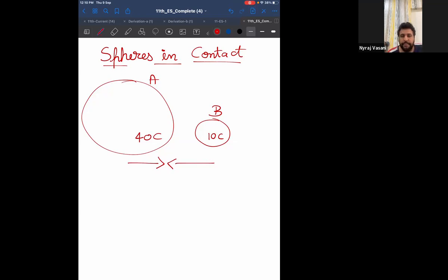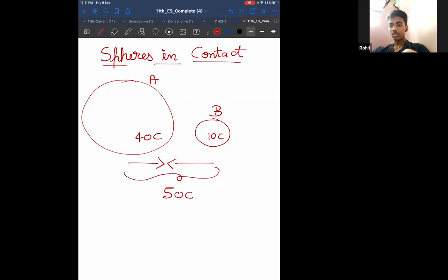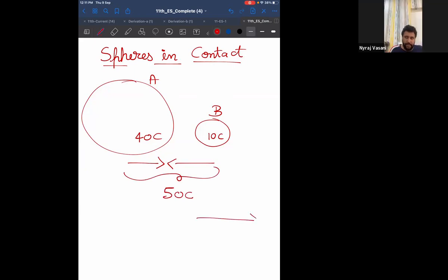25. So can I say when they are brought together, the total charge will be 50 coulomb? Tell me how, because both charges are shared. And when they are separated, each sphere will take an equal amount of charge.